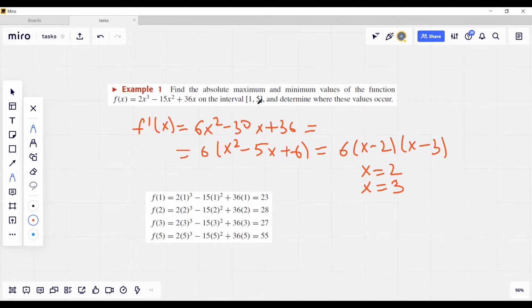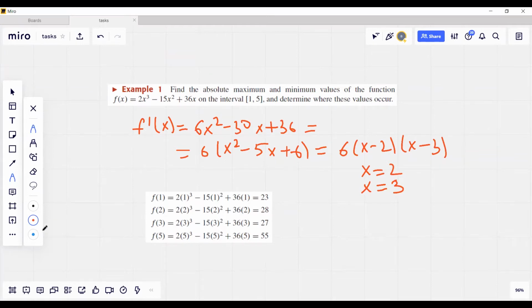So we are going to evaluate the value of our function at the endpoints. At point 1, the value of function is equal to 23. At point 5, the value of our function is equal to 55. Then we are going to evaluate the value of our function at those critical points at 2 and 3. So at point 2, it's equal to 28. At point 3, the value of our function is equal to 27.